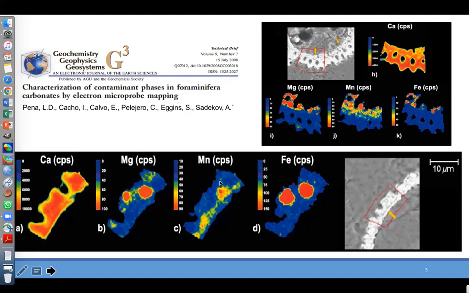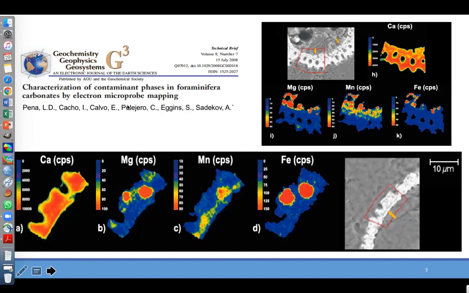Together with these oxide precipitations, we can have some elements associated, as for example magnesium here. So that's why the title of this work is the authigenic part as contaminant. Indeed, if we analyze the calcite of the foraminifera, we need to clean to exclude these contaminants because they are going to overlap the concentrations from the foraminifera calcite. And then extensive cleaning protocols are carried out to try to remove that.